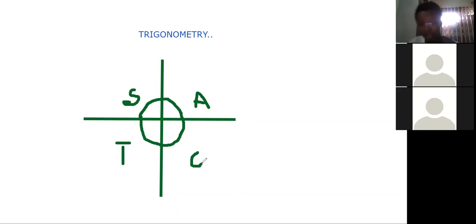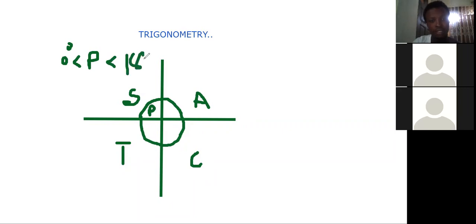Now let's talk about the second quadrant. In the second quadrant, we know that the angle here, which is theta, or let's say the angle P, should be greater than 0 degrees, but it should be less than 180 degrees.